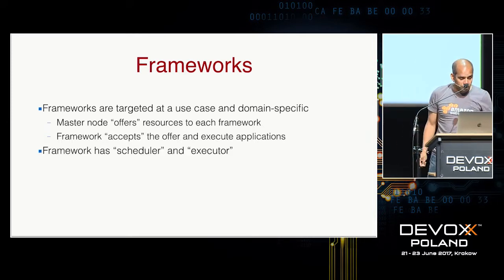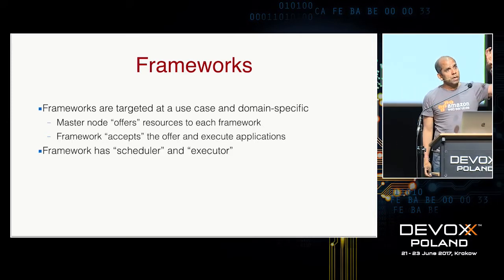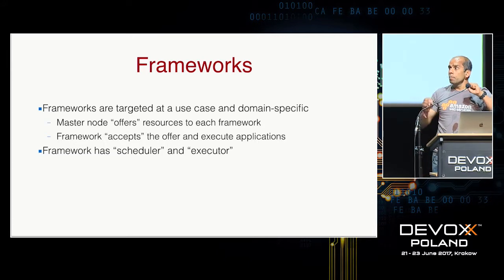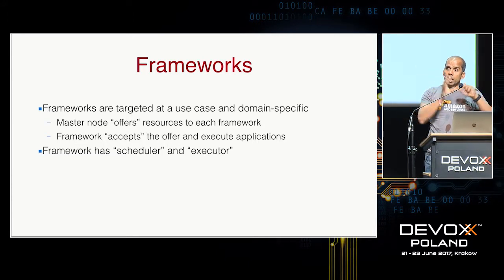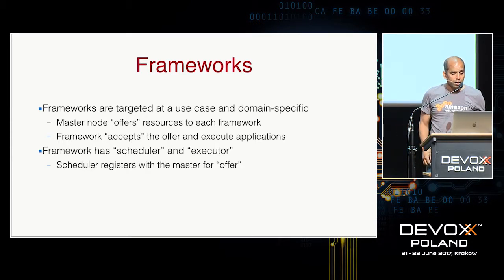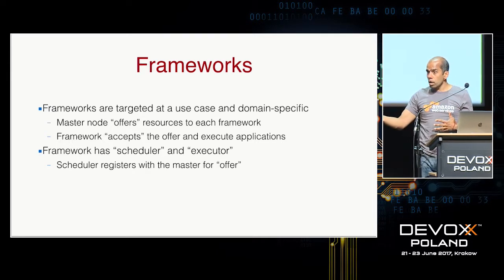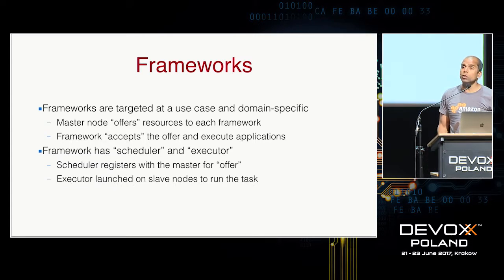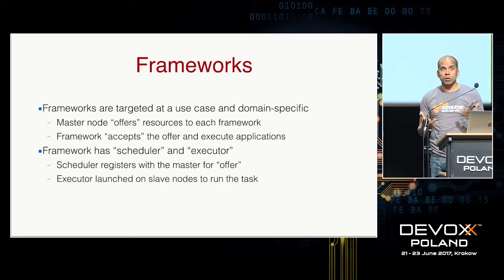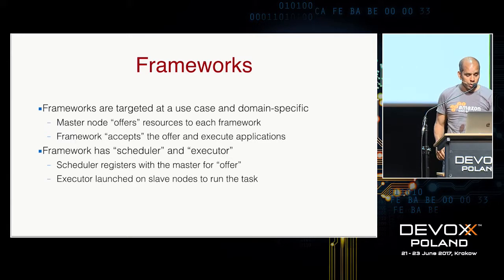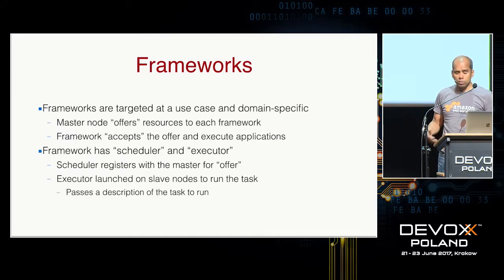Now the framework itself has a scheduler and an executor. Based upon what offers have been made, it will actually send an executor using the scheduler. The scheduler basically registers with the master for the offer that, okay, this is where I'm going to execute a task, and the executor basically launches a task on the slave nodes. So that's sort of your Mesos terminology to understand this better. And it also passes a description of the task to run.